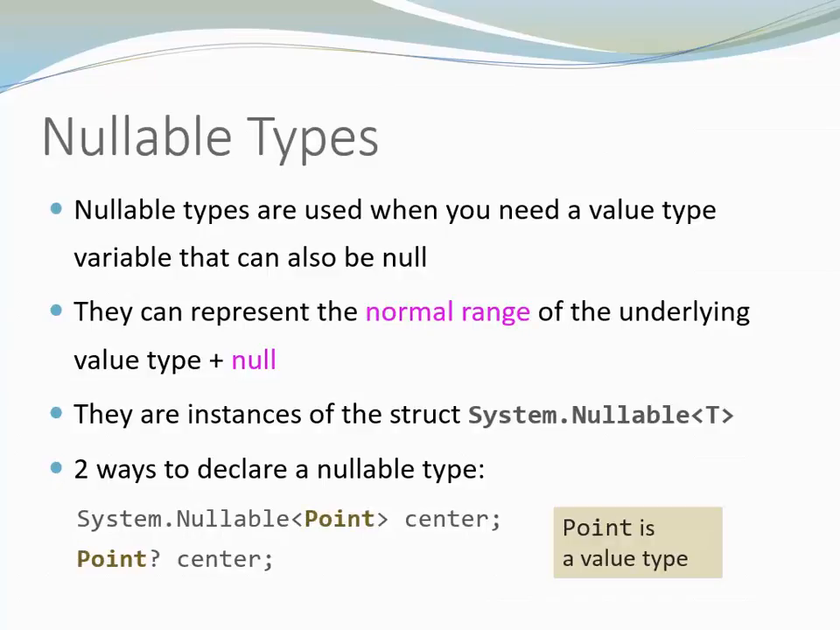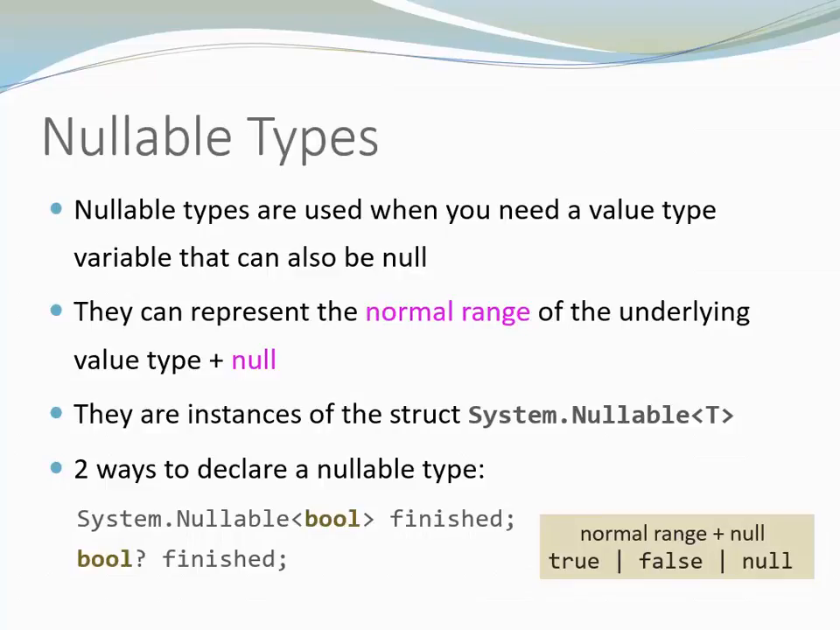It could also be a type that we created ourselves. It could be my own struct Point. So in this case, I could have a Point center that can either be a point of the Cartesian coordinate system, or maybe we haven't established where the center is yet, and in this case it could be null. A bool is another example for a value type. Notice that the possible values for finished are either true or false or null. So it's the normal range of the underlying type, true, false in case of a Boolean, or the additional null value.